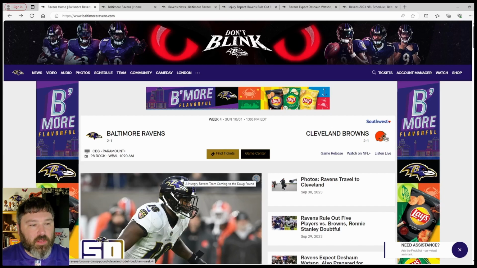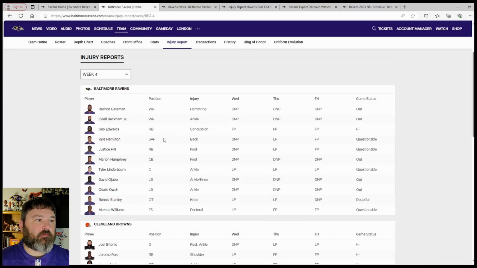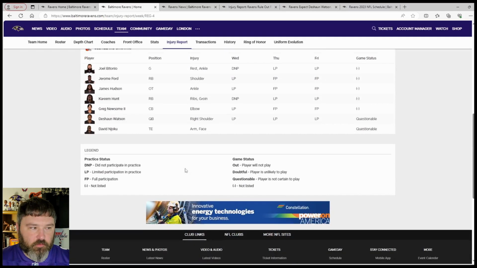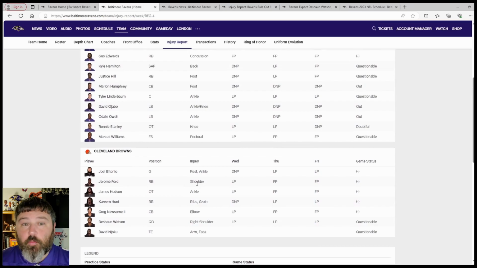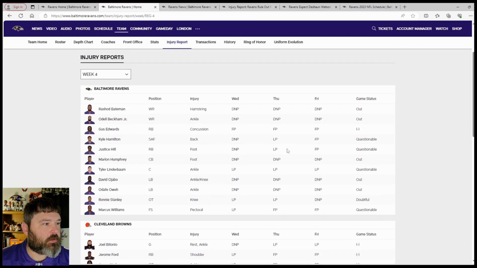Okay. Well, not only is it a rivalry game and division standing at stake, but lots of injuries seems to be the theme of the NFL this season. Big long list for the Baltimore Ravens and a somewhat medium-sized list for the Cleveland Browns. Rashod Bateman, hamstring, out. Odell Beckham Jr., ankle, out. Right off the bat, two of your top three wide receivers are out. Wonderful. Gus Edwards, concussion.